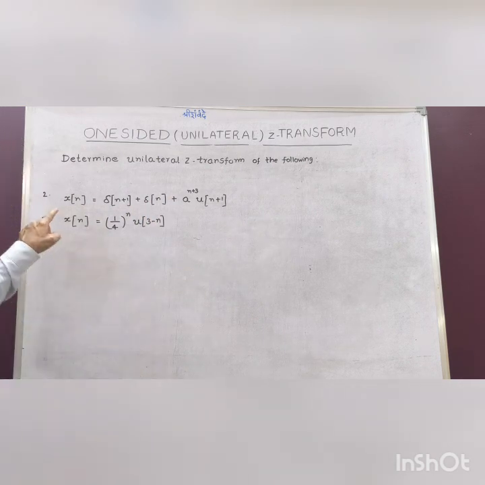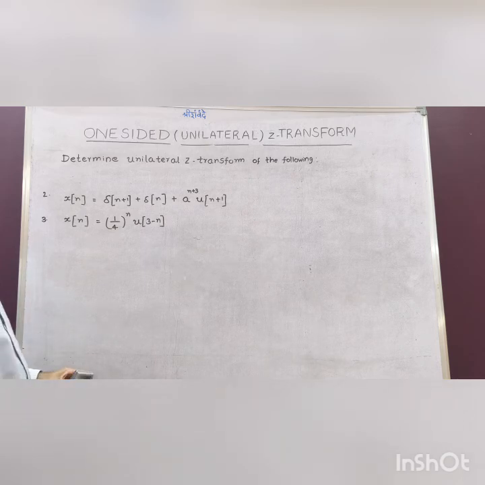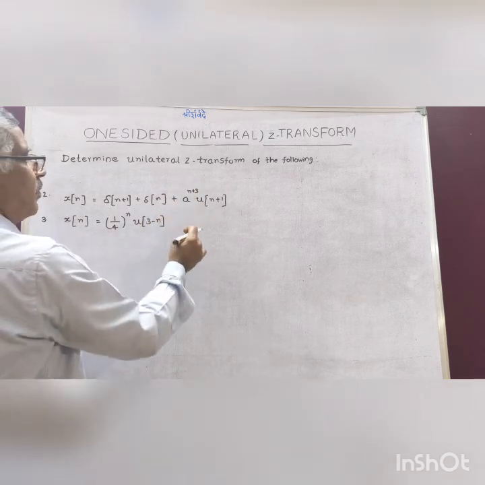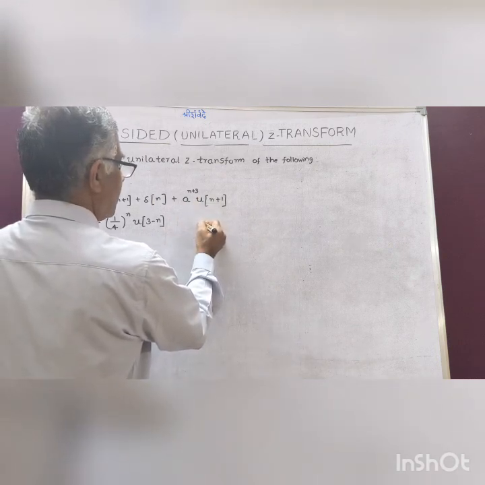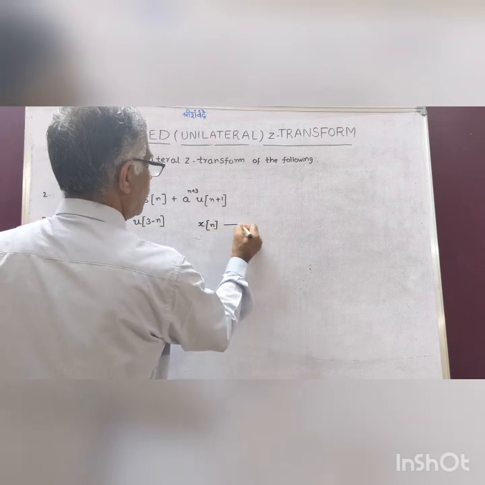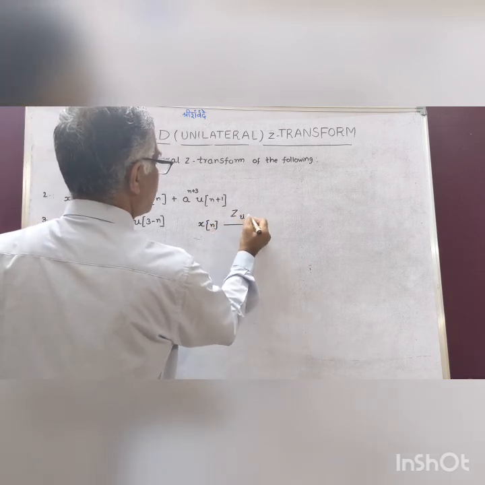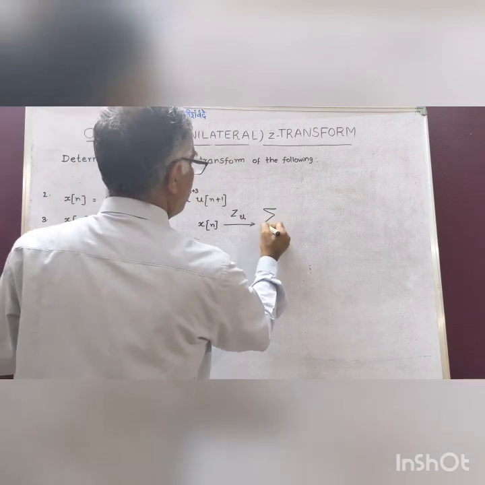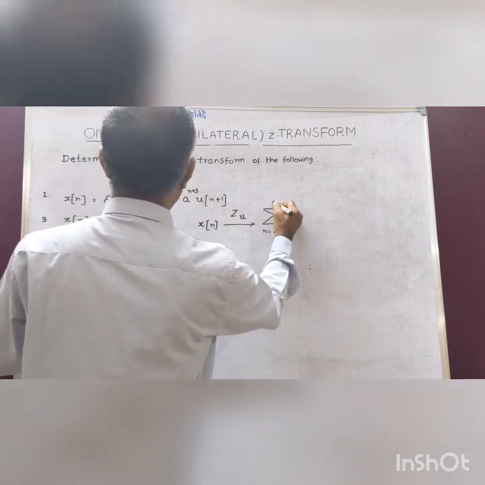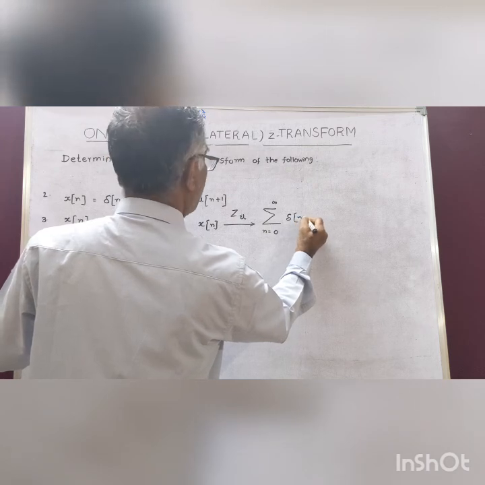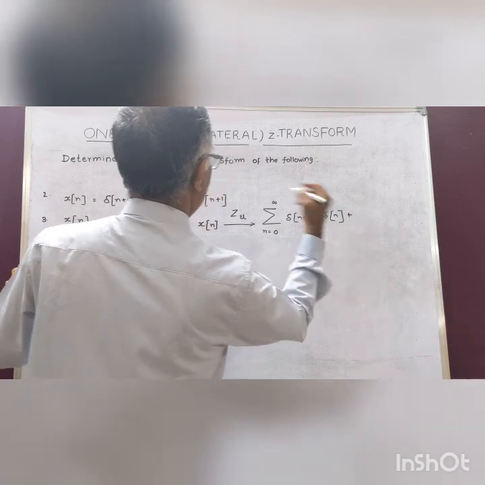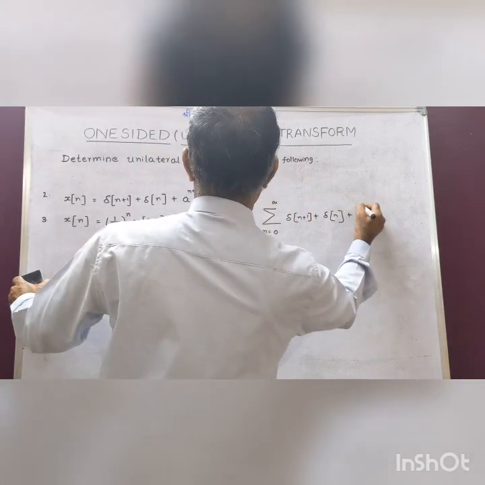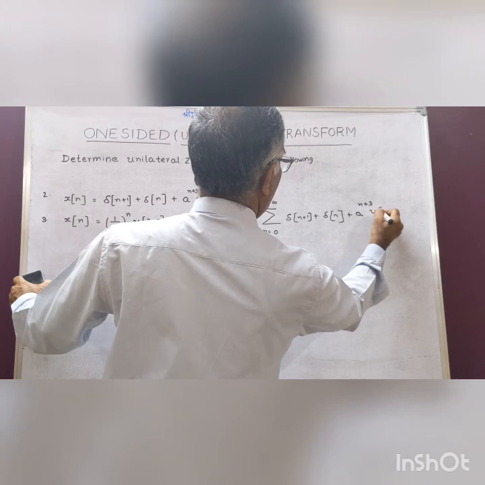Now second problem. X of n equal to delta of n plus 1 plus delta of n plus a to the power of n plus 3 u of n plus 1. So what is the Z transform? X of n goes to the unilateral Z transform given by the summation n equal to 0 to infinity of delta of n plus 1 plus delta of n plus a power n plus 3 u of n plus 1.